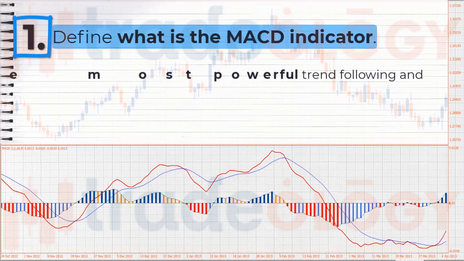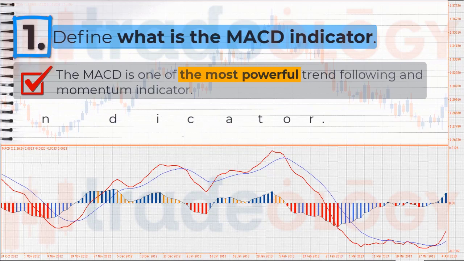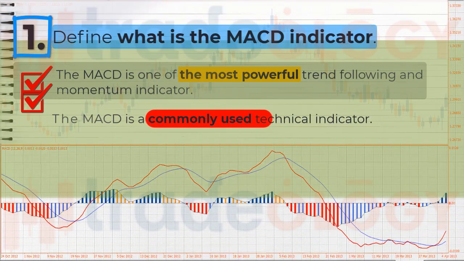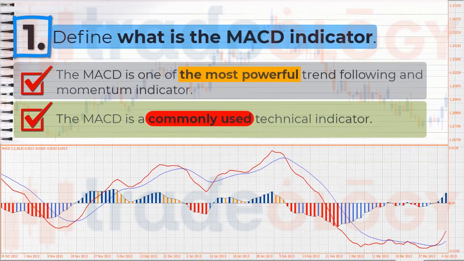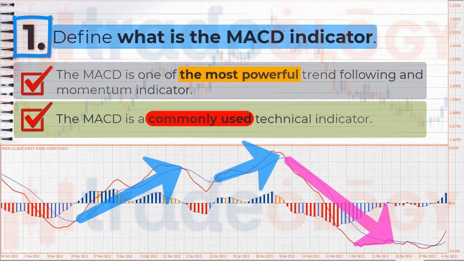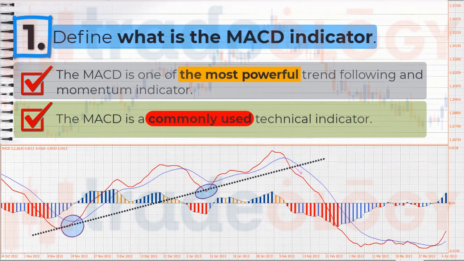The MACD is one of the most powerful trend-following and momentum indicators. The MACD is a commonly used technical indicator. As stated, the acronym stands for Moving Average Convergence Divergence. In simple terms, a trend-following indicator helps you to determine the overall direction of the market, whether it is bullish divergence or bearish divergence. On the other hand, a momentum indicator seeks to determine the speed of the trend. Put them together and you have the perfect combination for a trendline breakout trading strategy.